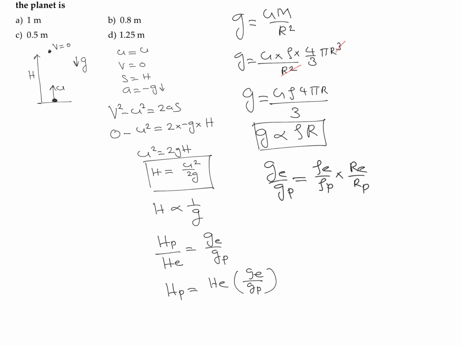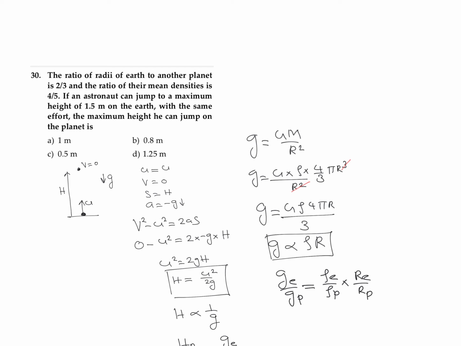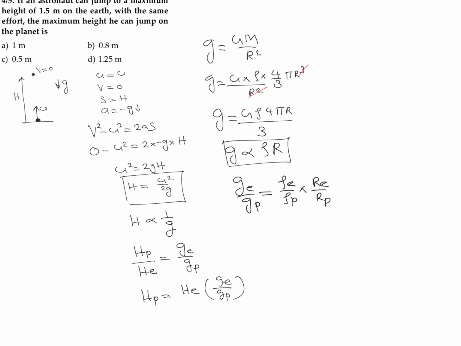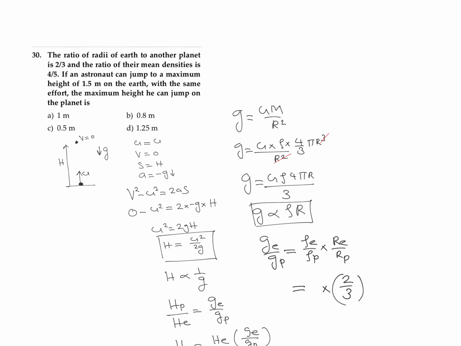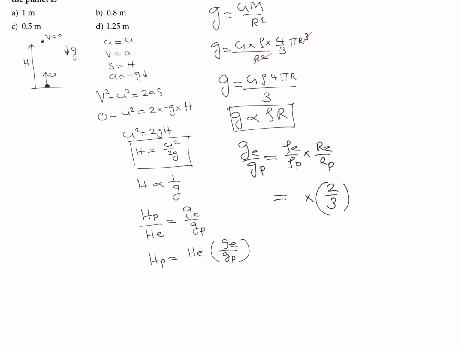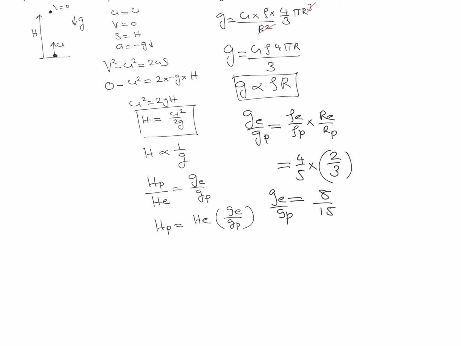In this question, the ratio is given. The ratio of radius of Earth to that planet is 2 by 3. So we can write this is equal to 2 divided by 3 into the ratio of their densities, which is given as nothing but 4 divided by 5. So we can write this is equal to 8 divided by 15. Or you can write gE divided by gP is equal to 8 by 15.